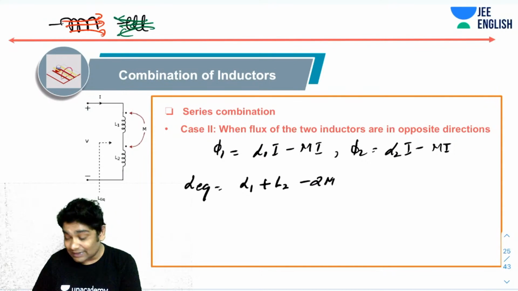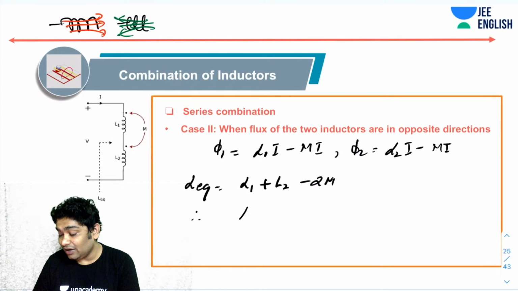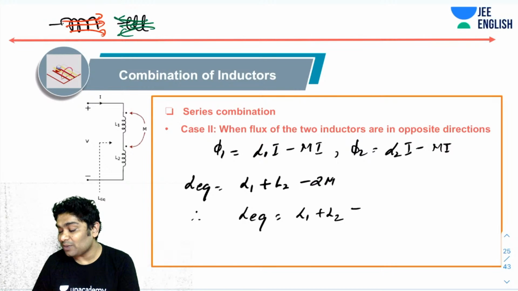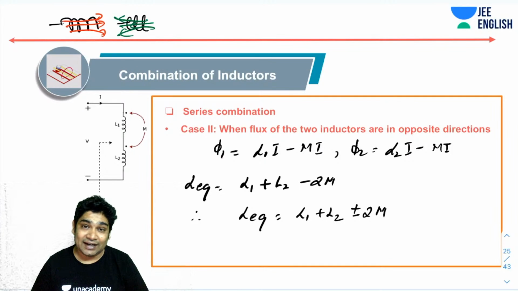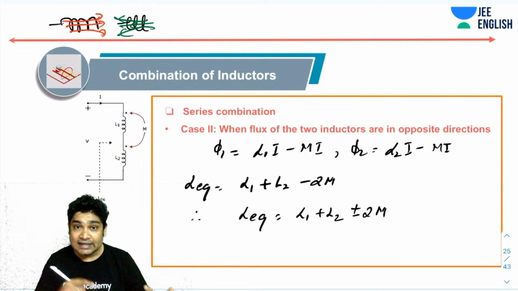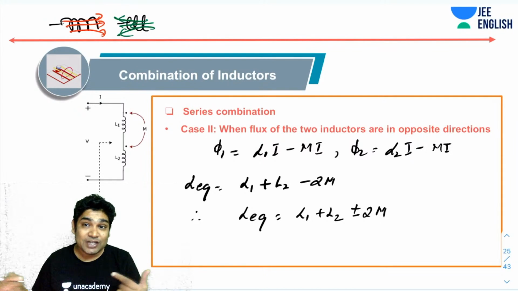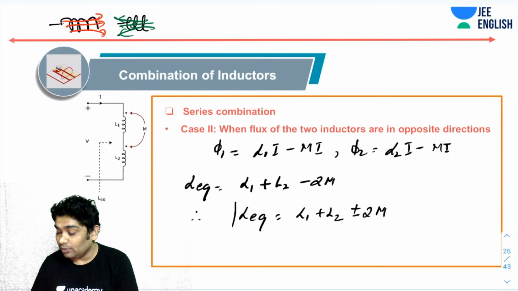So I can say therefore L equivalent is L1 plus L2 plus or minus 2M. Now plus or minus depends on whether they produce the magnetic field in the same direction or they produce magnetic fields in the opposite direction. So this is the formula.